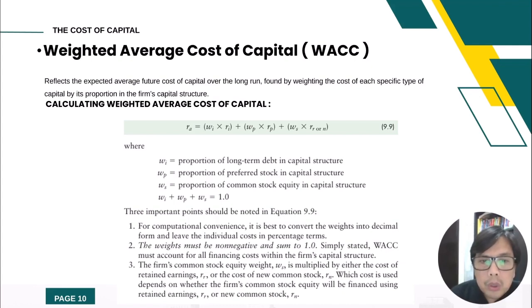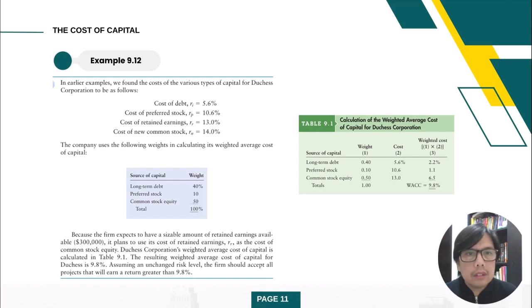Which cost is used depends on whether the firm's common stock equity will be financed using retained earnings, RR, or new common stock, RN. Let's take a look now at example 9.12.